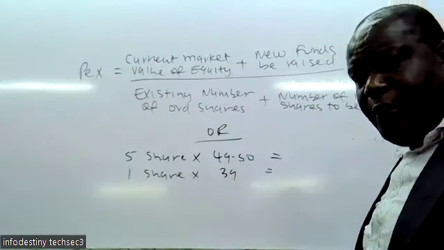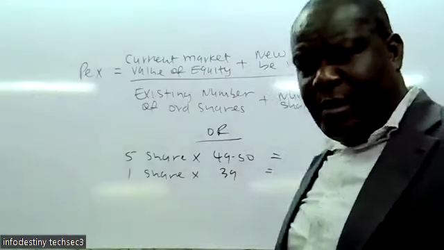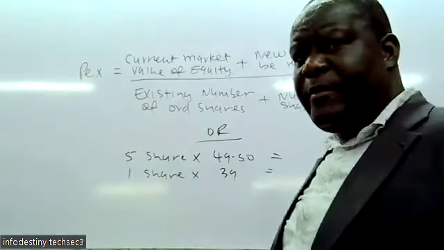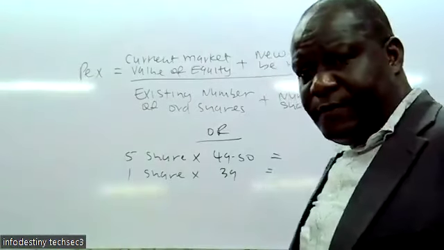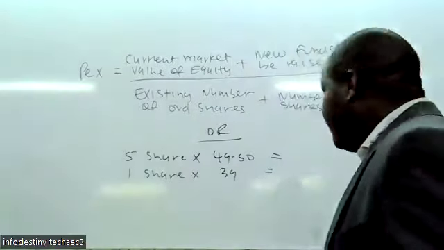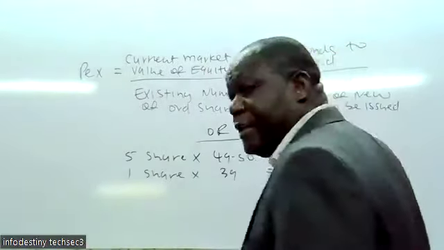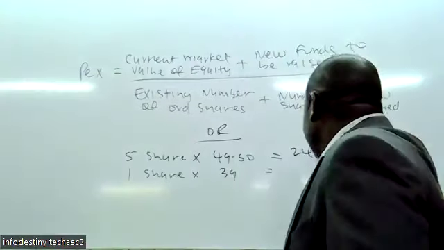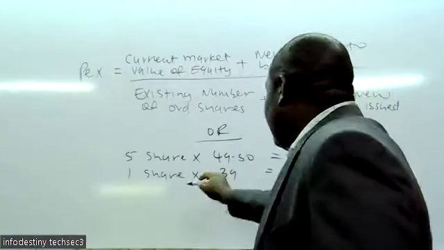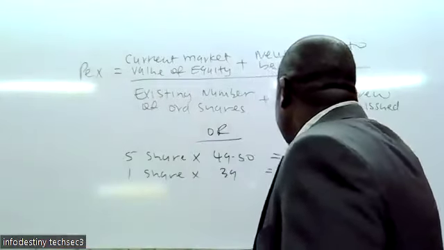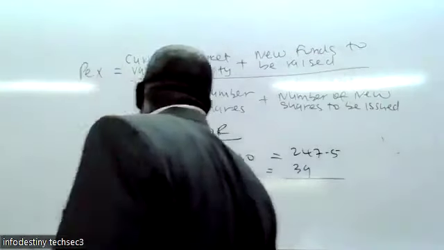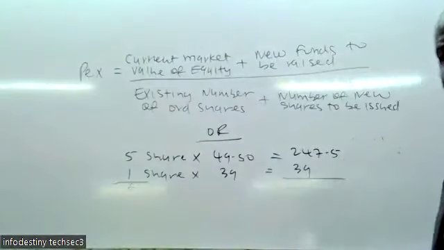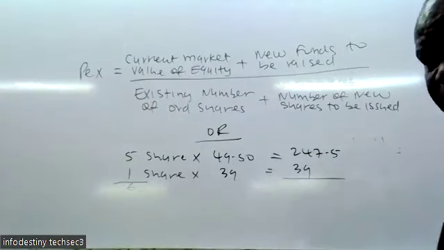When you multiply 5 by 49.50, someone type for me. I've muted everyone because of the background noise. When you multiply 5 by 49.50, it will be 247.5. Then this one will just remain 39. So when you add, this should be 6 shares. When you add 247.5 plus 39, it should give us which figure?